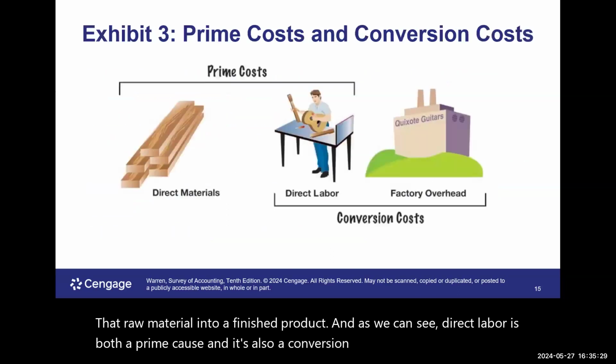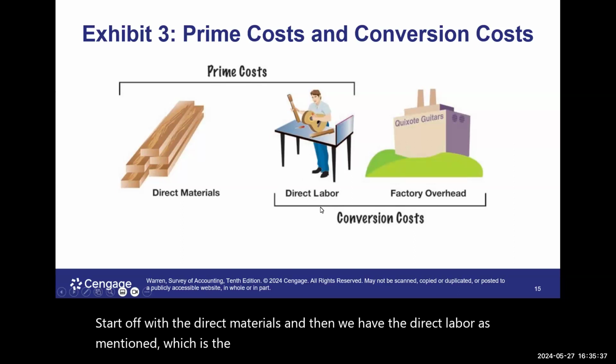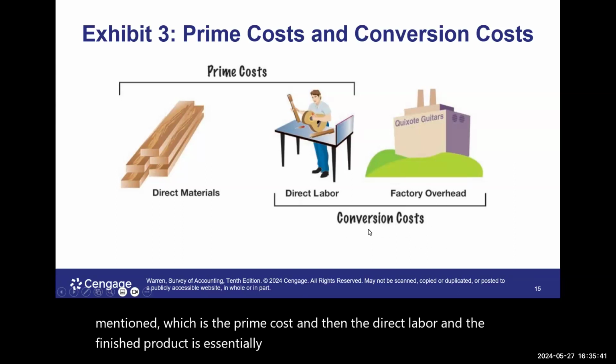So here we have Exhibit 3. Start off with the direct materials, and then we have the direct labor, as mentioned, which is the prime cost. And then the direct labor and the finished product is essentially the conversion cost.